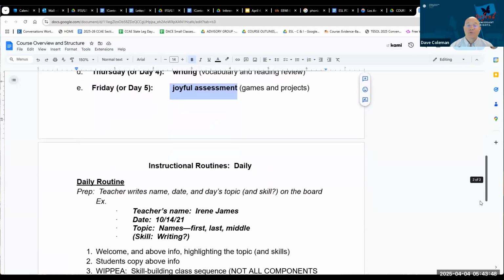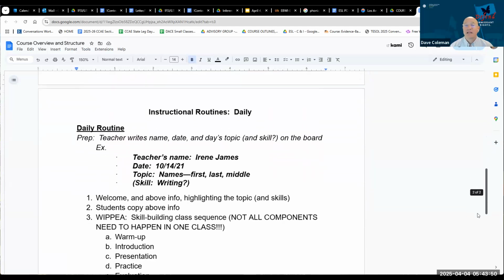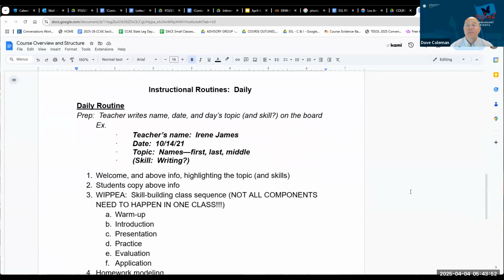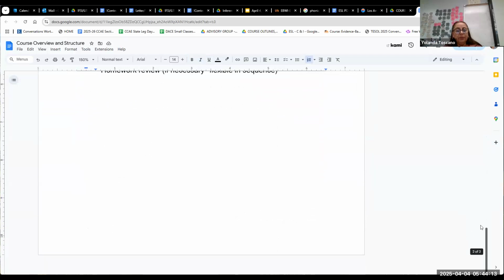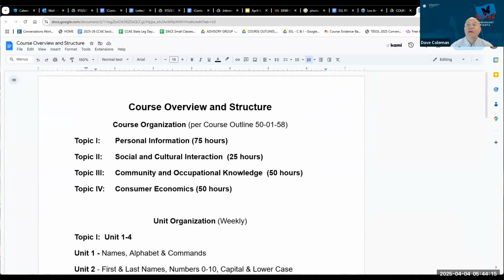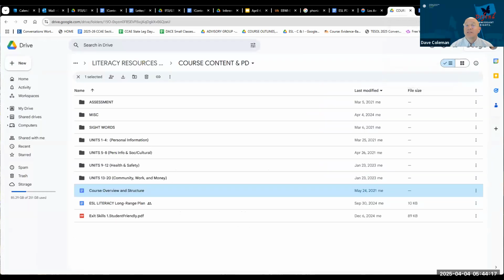So here are the instructional routines, and you're going to look at this in detail later, but basically it's very detailed. The teacher writes their name, the date, the topic, and the skill. And then you've got a step by step here. And it includes a WAPIA, right? You guys are familiar with that. And that's your overview.